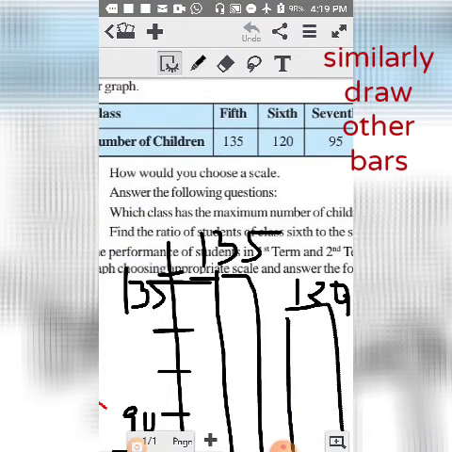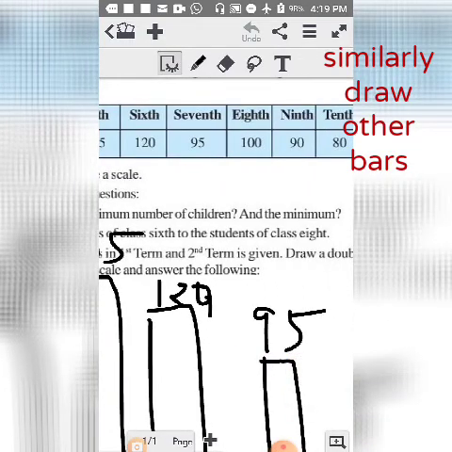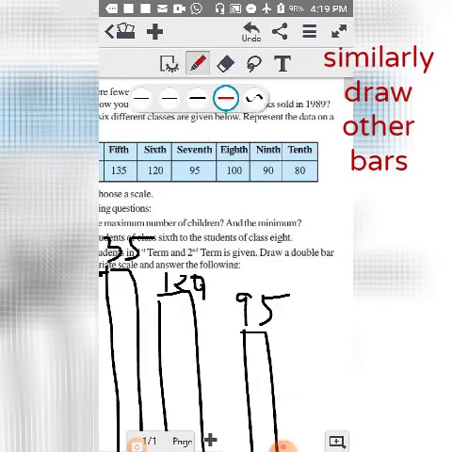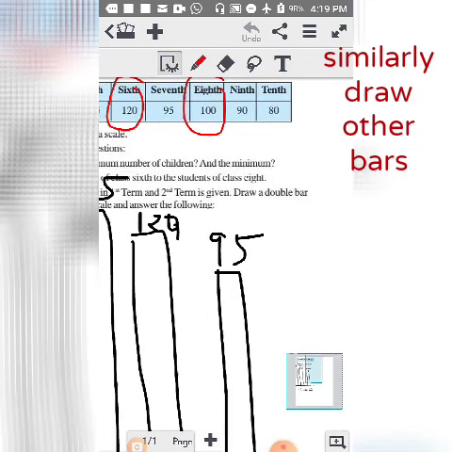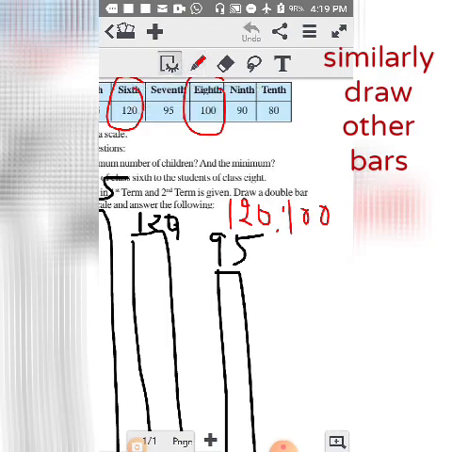Find the ratio of students of class 6 to students of class 8. Class 6 students are 120 and class 8 students are 100. You have to find the ratio between them. So what is the ratio? Class 6 students are 120, ratio 100. So your ratio will be 120 to 100. And then simplify the ratio like you have done in comparing quantities. This much you have to do in this question.